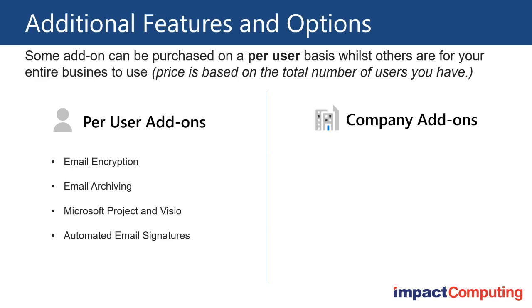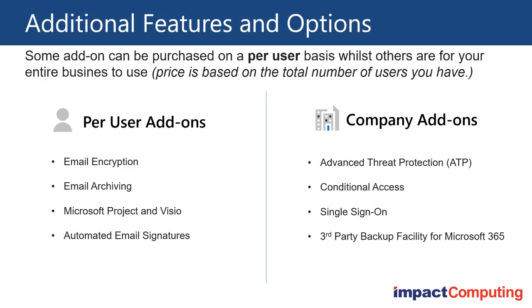Moving over to the company add-ons. These primarily deal with security. Advanced Threat Protection, or ATP, gives you an extra layer of protection from phishing emails and malware. Conditional access gives you control over who can log into Microsoft 365, what devices they can log into from, and even what countries they can log in from. This is particularly useful in mitigating against attacks from known black spots, for example, Nigeria, Eastern Europe, Russia, and China.